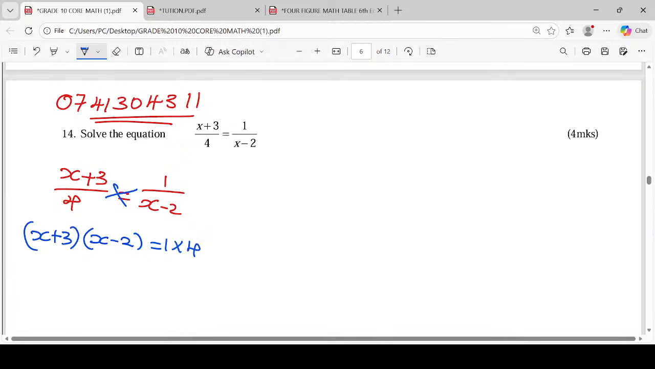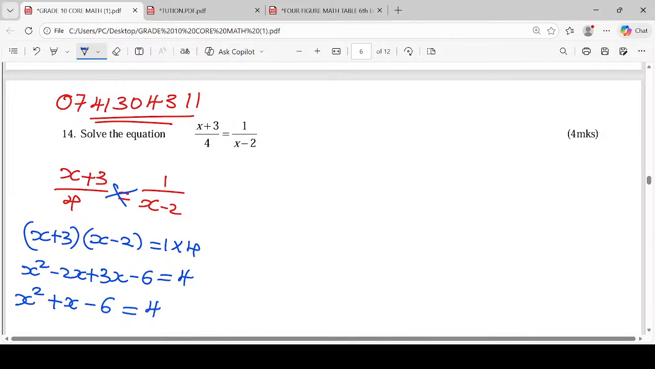We open brackets, x times x becomes x squared. X times negative 2 will become minus 2x. 3 times x will become plus 3x. 3 times negative 2 will become negative 6, being equivalent to 1 times 4 is 4. So this will become x squared, negative 2x plus 3x will be plus x, minus 6 is equal to 4.